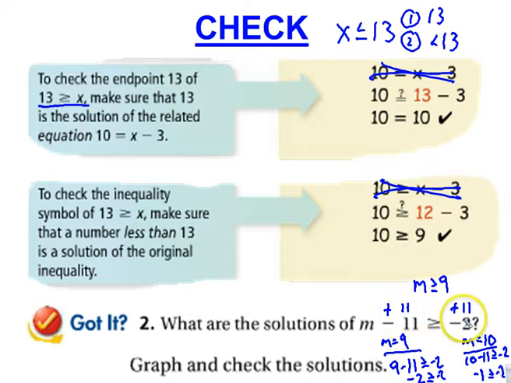Okay, so I added 11 to both sides. I got m is greater than or equal to 9. I didn't graph it yet, but that's okay. I'll just graph it real quick. 8, 9, 10. Greater than or equal to, closed circle, shading to the right. I plugged in 9, and then I plugged in something bigger than 9. And that was how I showed my check.